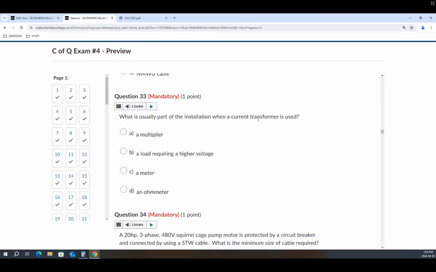When we're installing a current transformer, not a voltage, but a current transformer, we're going to be installing a meter.